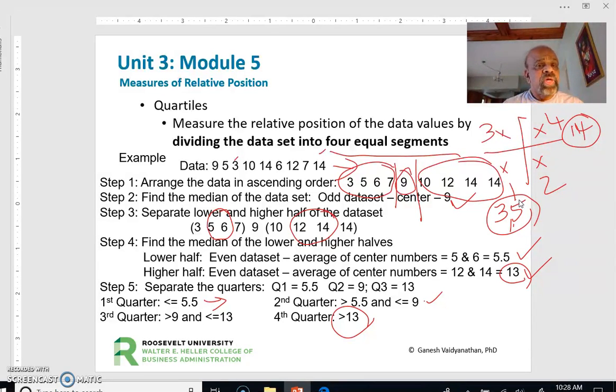Okay, so I can separate out these things according to quartiles. And so quartiles are measures of relative position. It's pretty easy to do that, right? So you should be able to do this.